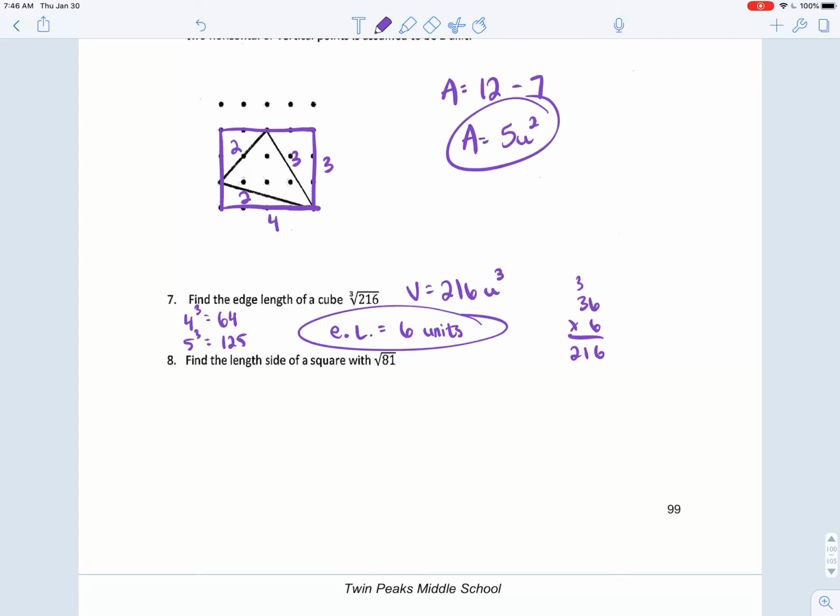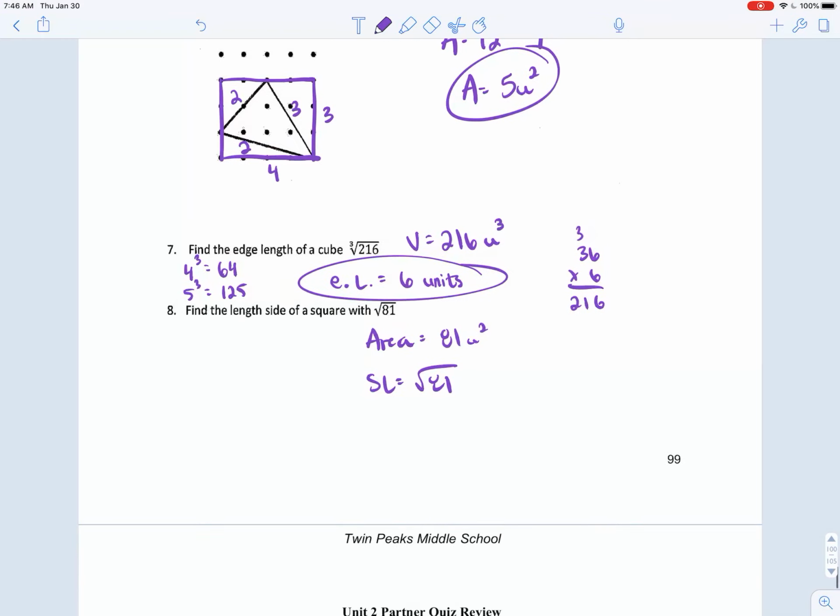There we go. Find the side length of a square. So we know that the area is equal to 81 square units. To find the side length, all we got to do is take the square root of 81. And again, if you guys memorize your perfect squares, you'll know that the answer is 9 units.